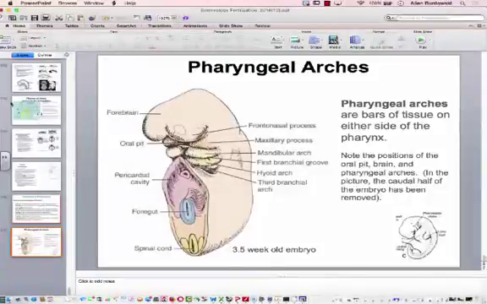So what we have here in the embryo, in a 3.5-week embryo, is the forebrain, the oral pit, the stomodeum. We have a maxillary process. We have a mandibular arch, the hyoid, and we're going to show you that right now.